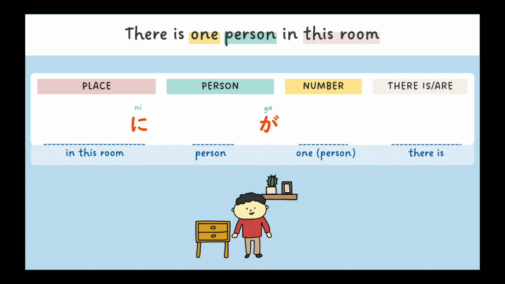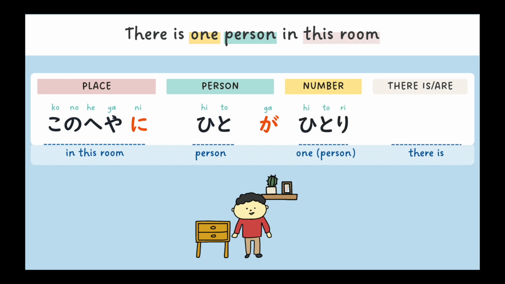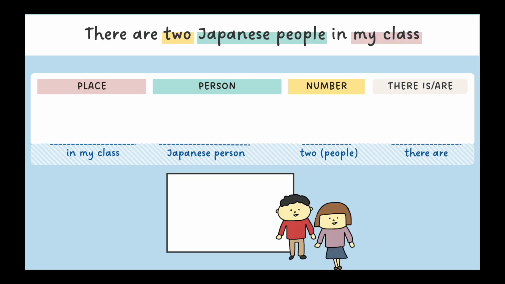The first example is, there is one person in this room. So that will be, この部屋に人が一人います。Let's try another example.